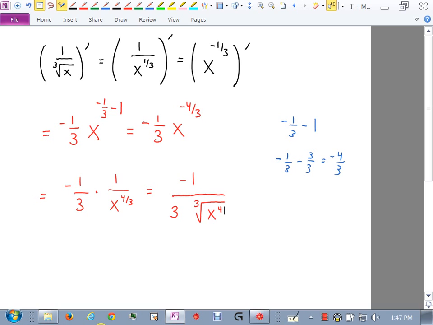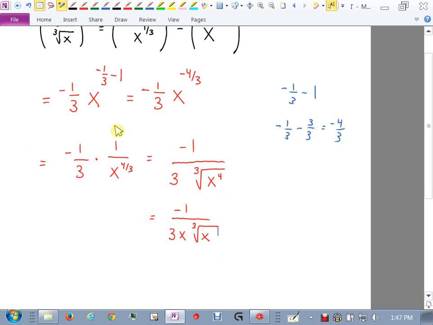Can you even go further than that? The cube root of x to the 4th. Doesn't that mean how many groups of 3 are in here? It's one group of 3, right? So you could actually pull a single x out, and write it that way. You should be comfortable with all of these notations. This, and this. You should be very, very comfortable moving from one notation to the other.